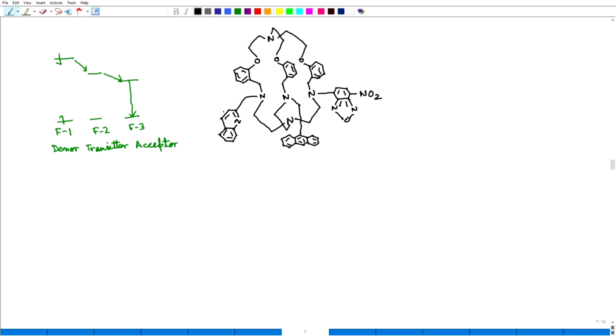Why? Because when I excite it, its emission band overlaps with the absorption band of anthracene. So, therefore, energy is completely transferred to anthracene.